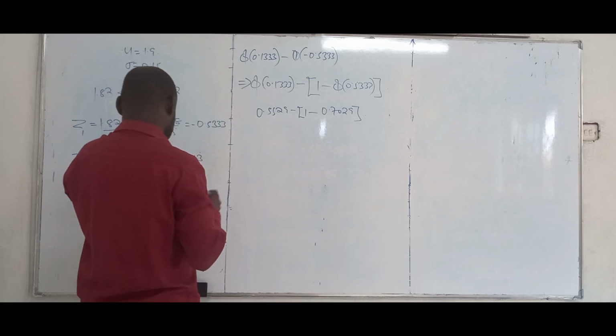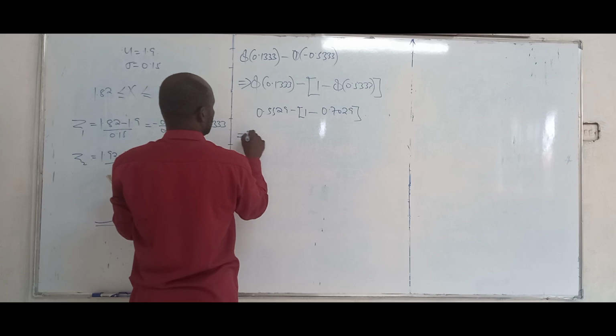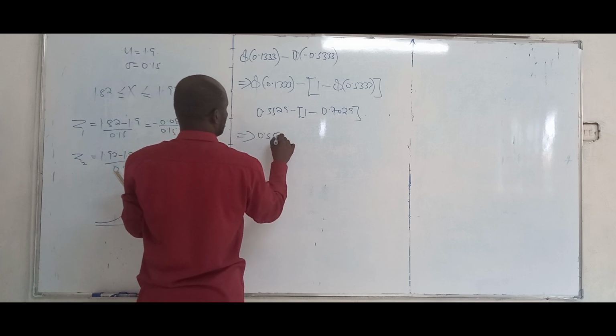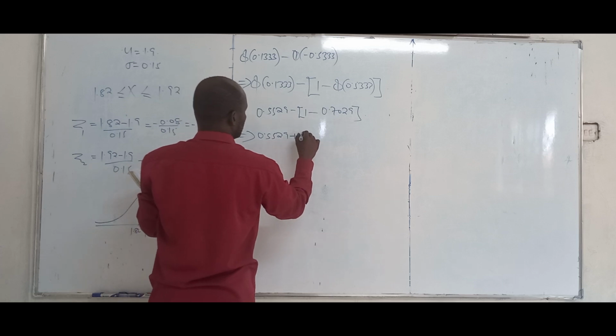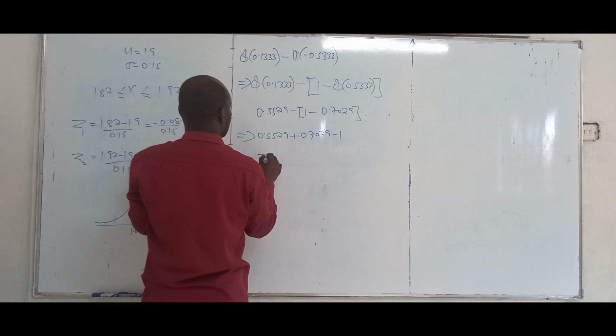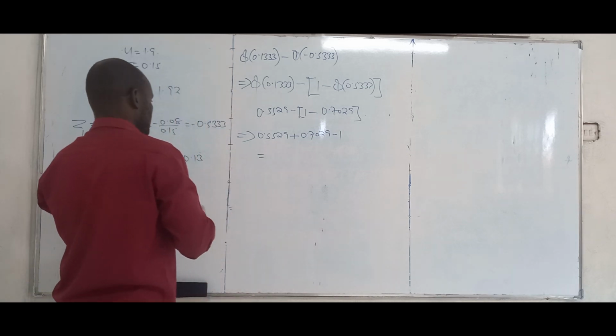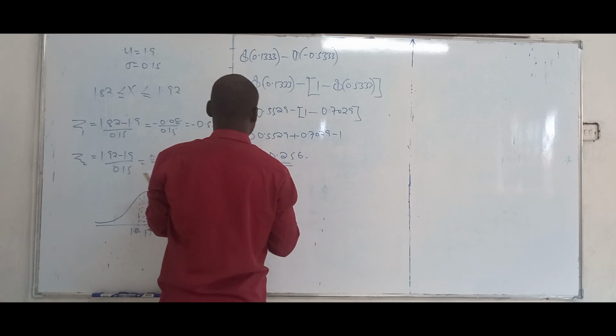So this means that if we work it out, it's going to be 0.5529 plus, because it is minus this minus that, 0.7029 minus 1. That should give you an answer of 0.256 as the answer.